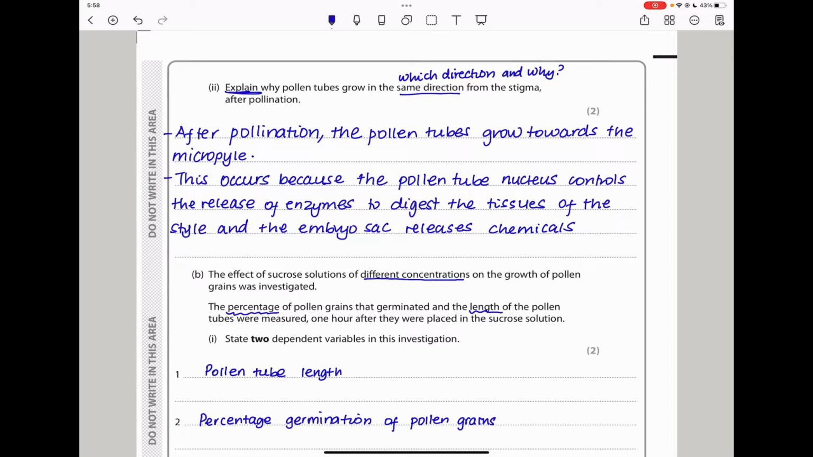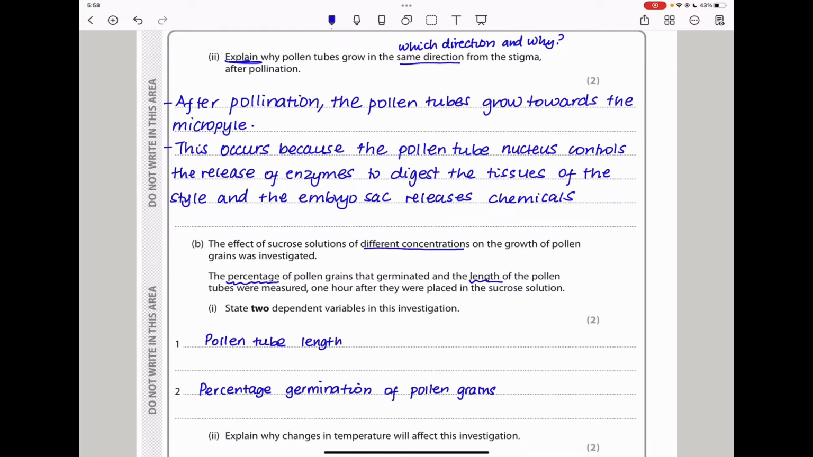This occurs because the pollen tube nucleus controls the release of enzymes to digest the tissues of the style, and the embryo sac releases the chemicals. So that could be you earning the 2 points to get that.